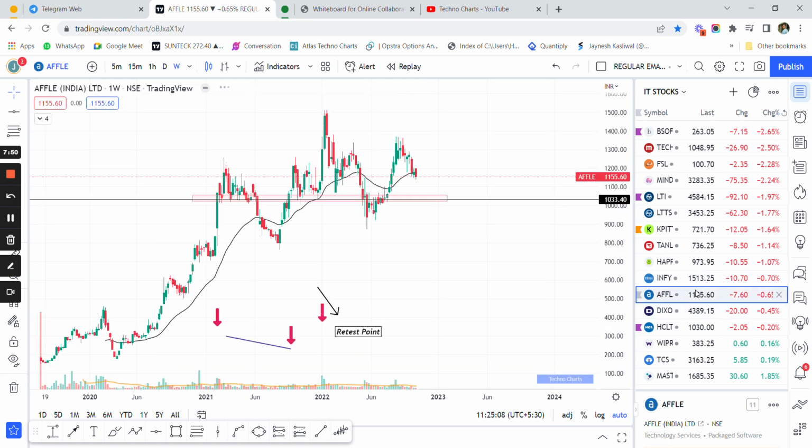Now AFL India, as you can clearly see, has been in a completely sideways zone for around 2 years, from around February 2021 to February 2023. Now we are touching it right now, almost after 4 months.